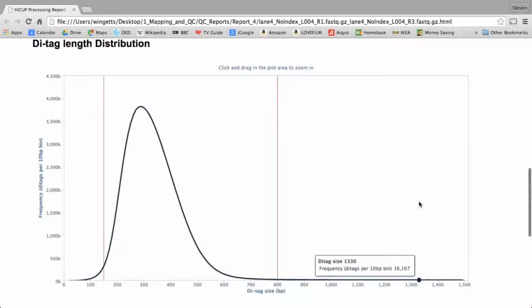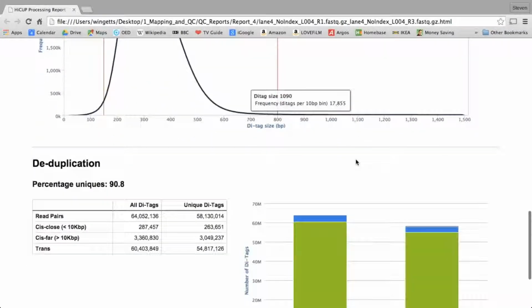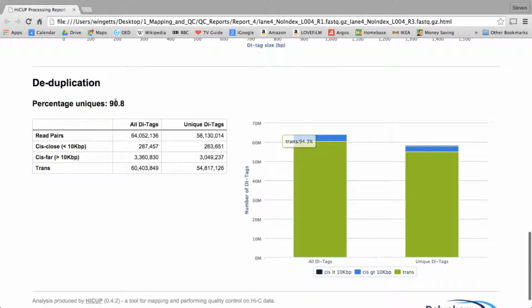The diatag length distribution is fine once again, a nice uniform plot between the size selection range, and it reaches zero just before we get to the maximum size selection limit. The deduplication rate is okay at 90%. Maybe we introduced one too many PCR cycles. However, essentially, most of the reads that we're getting back are unique.